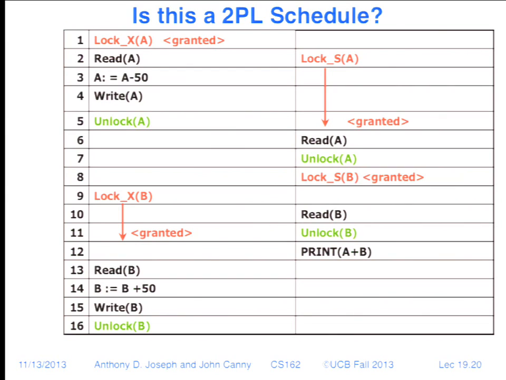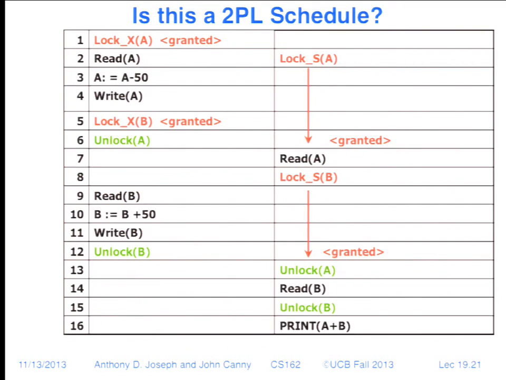Okay, and why is it not a two-phase lock schedule? We do it twice, in fact. We're not allowed to release locks until we've acquired all the locks that we're going to acquire. So we shouldn't have unlocked A here. We could have held it until here, legally. We did the same thing over here. Transaction 2 actually released its lock on A as soon as it was done with A, and then requested B. So it's not two-phase locking, and it's also not serializable, and it also gives the wrong answer.